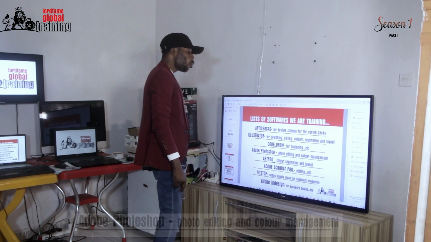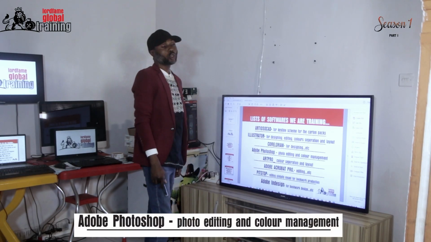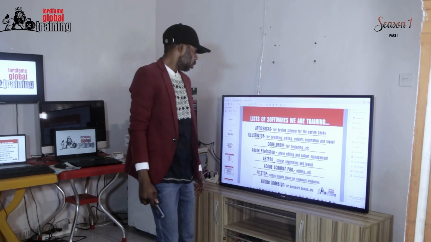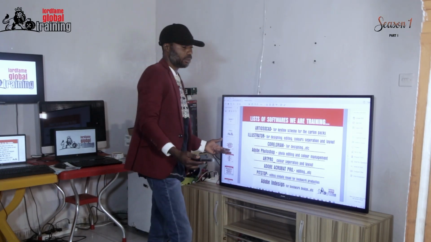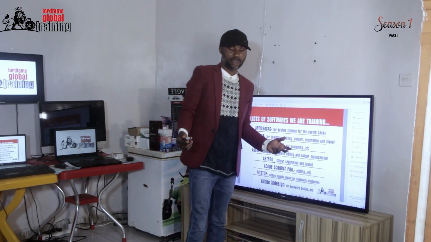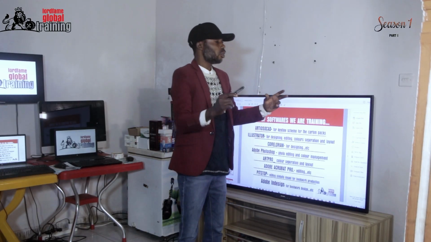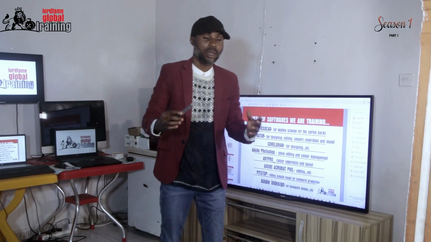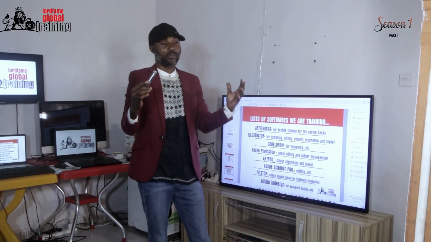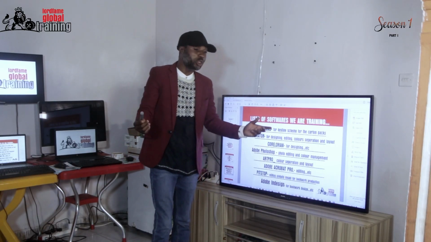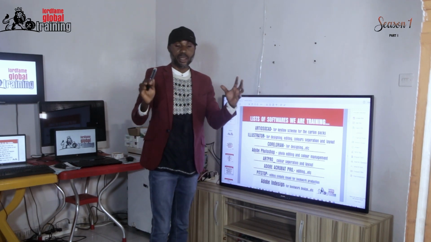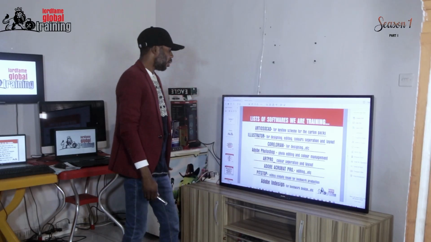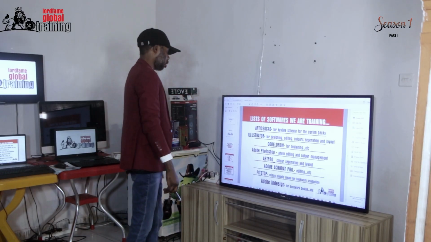Adobe Photoshop. Adobe Photoshop is a software that we normally use for photo editing and color management. What do I mean by color management? Color management is where you mix a color, like the CMYK palette, or you want to get the details of any color. You want to know maybe the color is RGB or not, or the color is a Pantone. By the time we get to the practical, you will understand what I mean by color management.